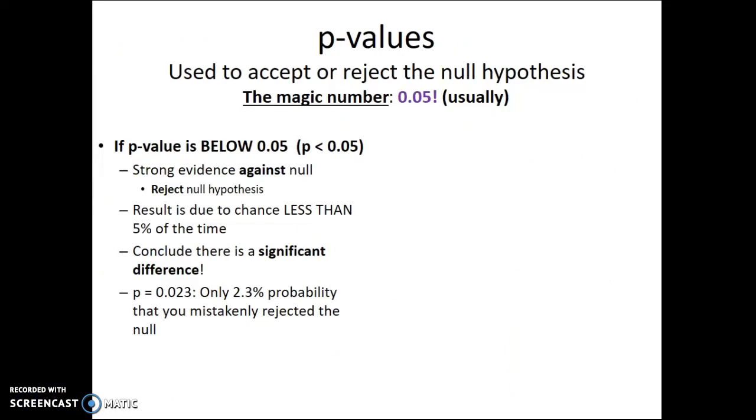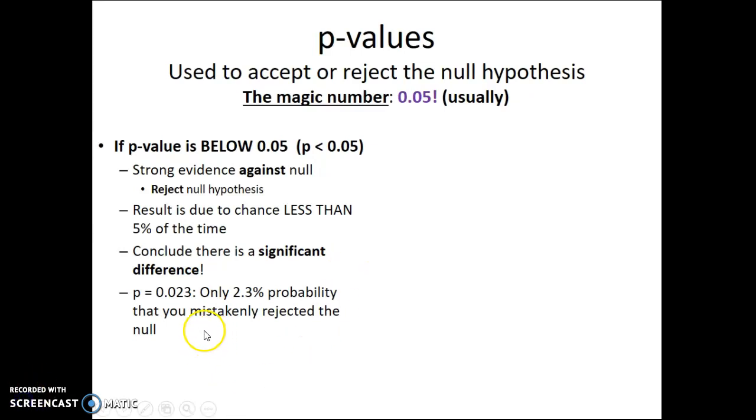All right, the last thing we need to understand is the p-value. This is kind of the magic number that we get once we run a t-test. For us, anything below 0.05 means that we can reject our null hypothesis in favor of the alternative. If the p-value is below 0.05, this is strong evidence against the null hypothesis, so we reject the null. What we're effectively saying is that the result we're getting is going to be due to chance less than 5% of the time, which is pretty good. So we can conclude that there's a significant difference.